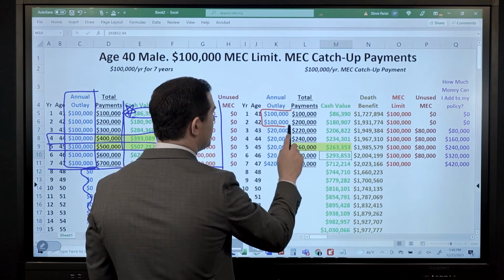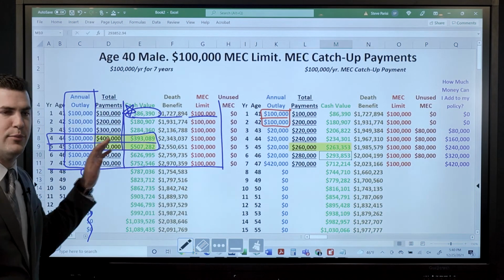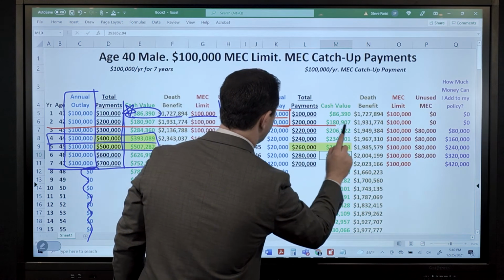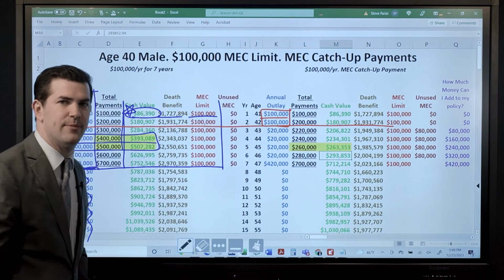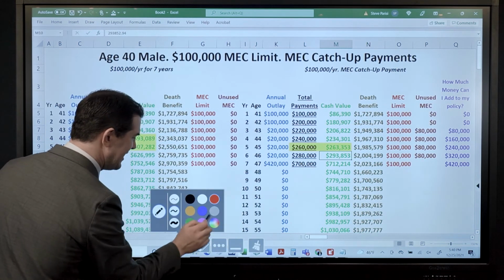Years 1 and 2, $100,000. What do you notice with the cash value and death benefit in both of these examples, years 1 and 2? They are exactly the same. Now, beginning year 3 is where things get fun.